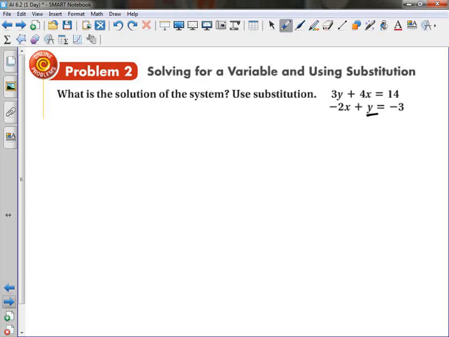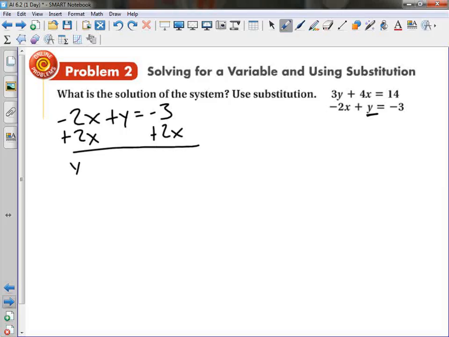Step 2 says to solve for that variable. So if I write it down over here, if I solve for that variable, I'm going to add 2x, get y is equal to 2x minus 3. So that's step 2 now.